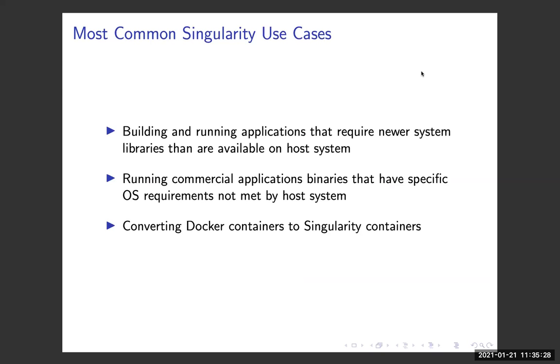So the most common use cases that we see at SDSC for using Singularity containers, beyond, hopefully, what I've convinced you, the benefits of building your own environment and bringing it wherever you want, is usually to support applications that require newer system libraries than are available on the host system, right? What I mean by that is, we've recently deployed Expanse, and we're running one of the newest operating systems, CentOS 8, but we haven't deployed necessarily every single package that CentOS has in their repositories on the system.